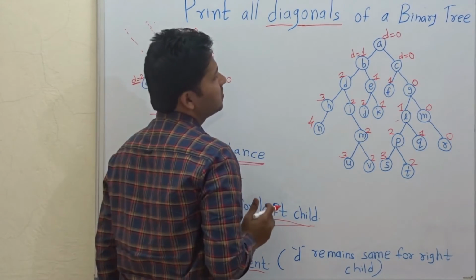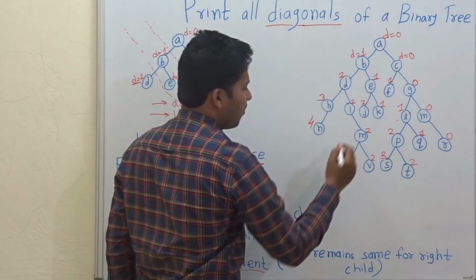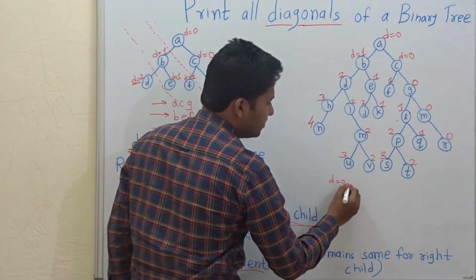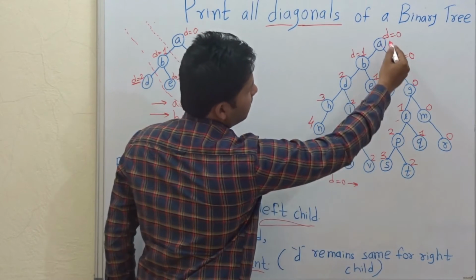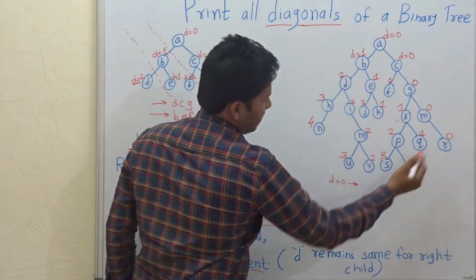Now let's find out the diagonals. So first, all the nodes with D equal to zero: A, C, G, M, R.